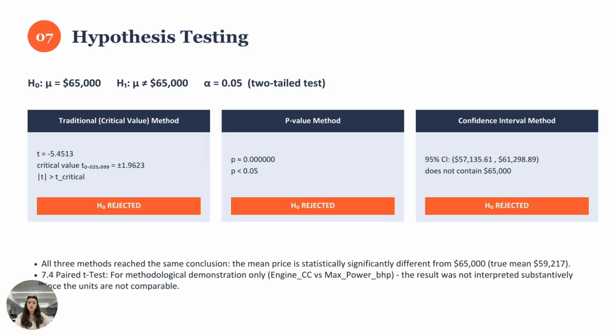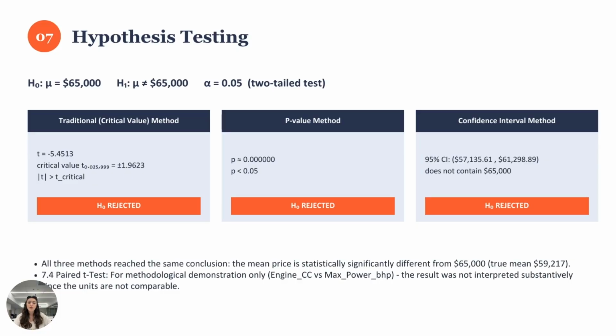Null hypothesis: mean price equals $65,000. Alternative hypothesis: not equal, at alpha equals 0.05, two-tailed. Our t statistic is minus 5.45, beyond the critical value of plus or minus 1.96. The p-value is almost zero and the 95% confidence interval, $57,135 to $61,298, does not include $65,000. All three methods reject the null hypothesis.